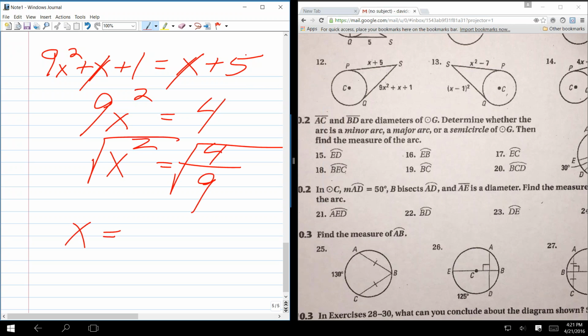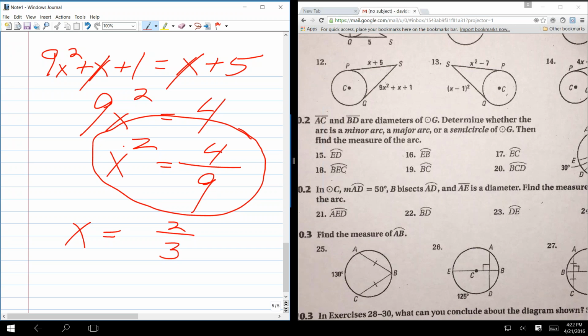X equals what? X equals the square root of 4 over 9, which is 2/3. Notice the square root of 4 is 2, square root of 9 is 3. However, you left out something extremely important. Whenever we are solving an equation by taking the square root of both sides, we have to begin our answer with plus or minus. So the answer is plus or minus 2/3. Okay.